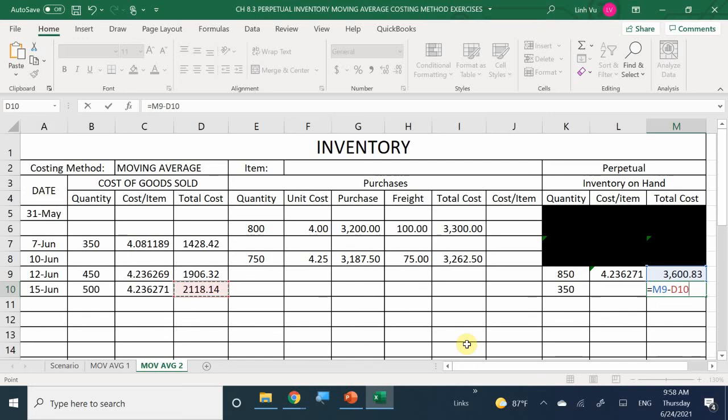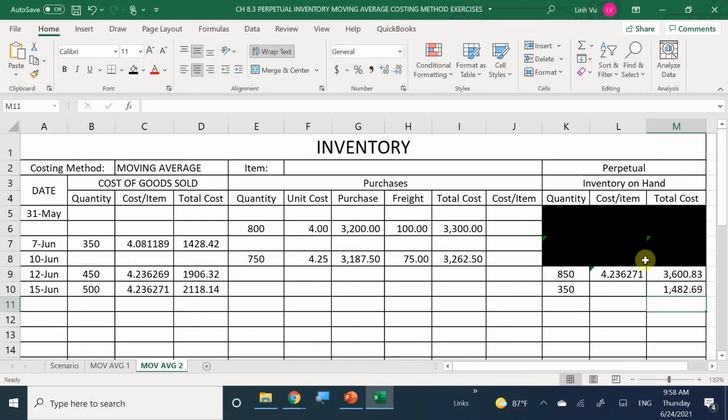1,482.69. 1,482.69. Good. Divided by 350, correct? Mm-hmm. 4.236257. Good. Excellent.